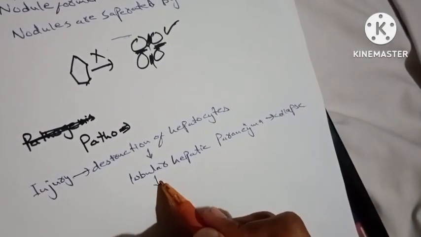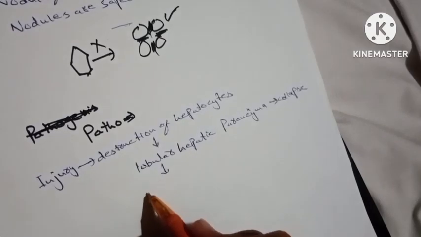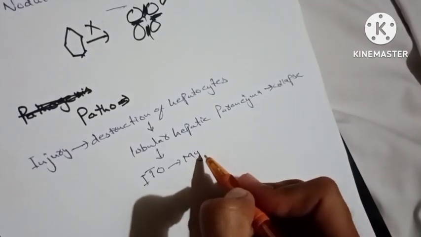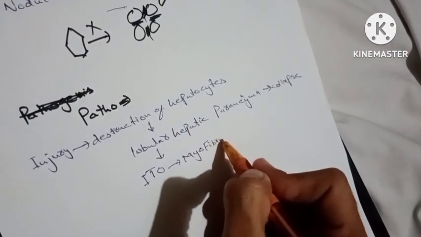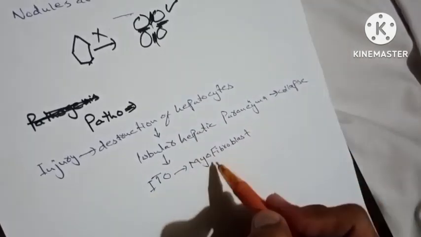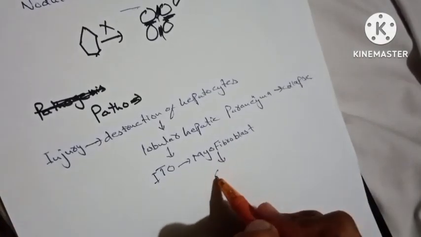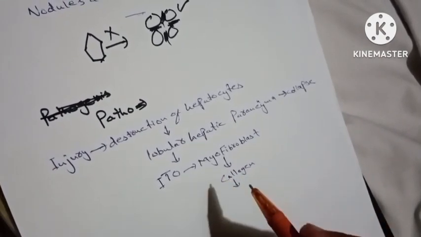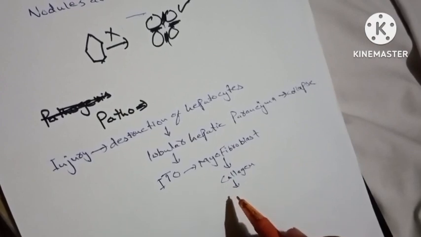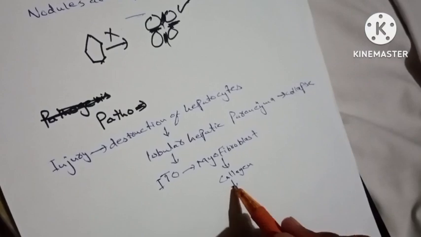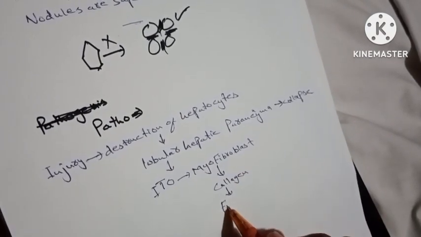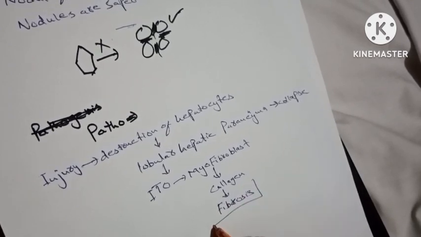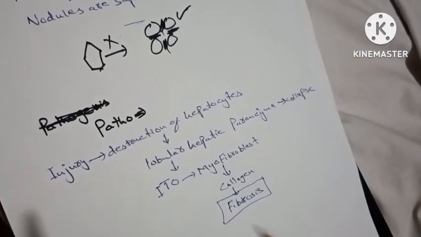Okay, due to this, the stimulation of the stellate cells converts them into myofibroblasts, and these start to synthesize collagen. This is stored in the space, and due to storage of the collagen, the fibrosis of liver occurs. Fibrosis takes place. So this was the pathogenesis of the liver cirrhosis.